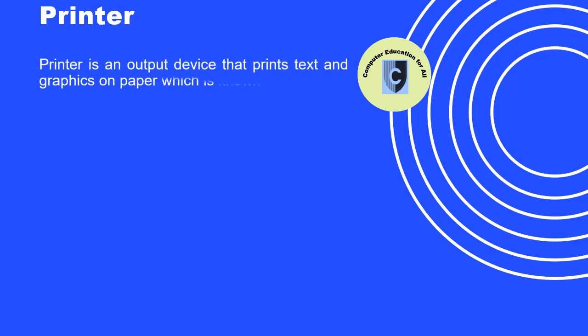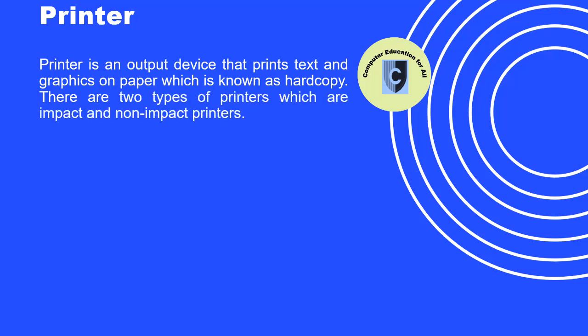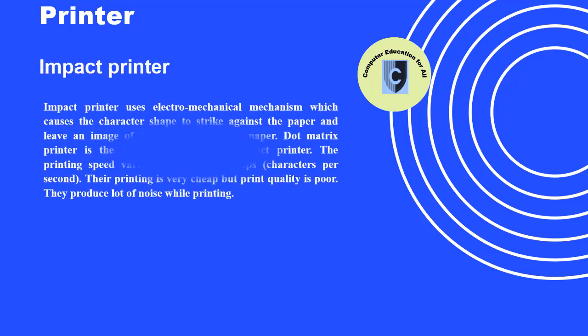Printer. Printer is an output device that prints text and graphics on paper, which is known as hard copy. There are two types of printers, which are impact and non-impact printers. Impact printer. Impact printer uses an electromechanical mechanism which causes the character shape to strike against the paper and leave an image of the character on the paper.